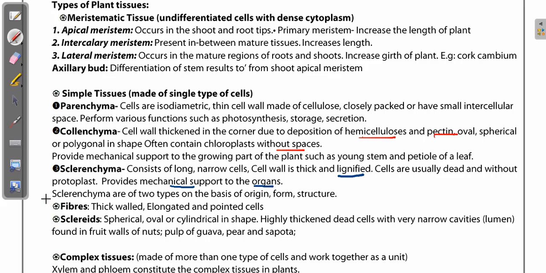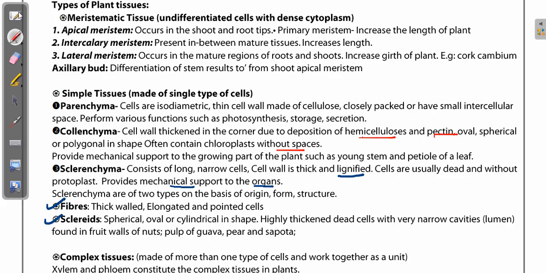And based on the shapes, we have classified the sclerenchyma into two major types. One is called fibers, another one is called sclereids. The fibers are thick-walled, elongated, with pointed ends, actually considered as the sclerenchyma fibers, and the sclereids are spherical, oval or cylindrical in shape, and also they have highly thickened cells and very narrow cavities. Generally these can be found in the walls of nuts and the pulp of guava, pear, sapota, and then coconut shell is also one example for sclereids.